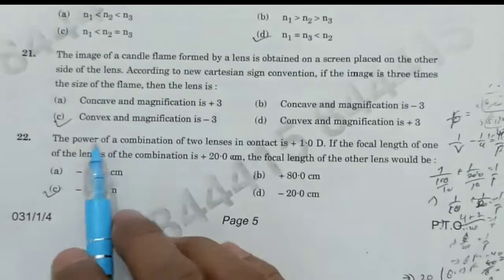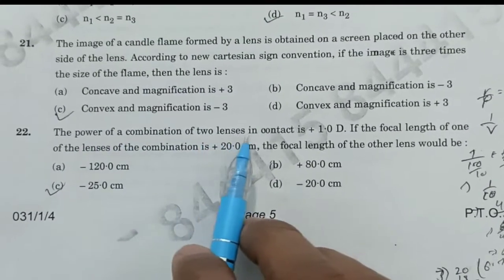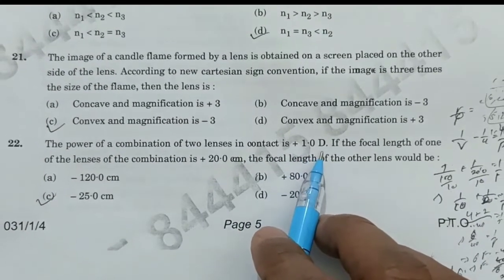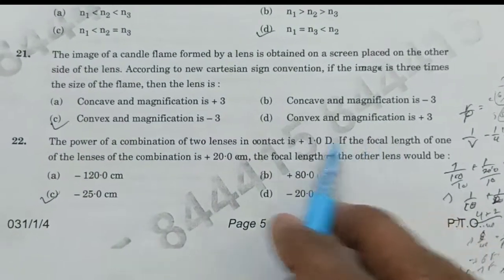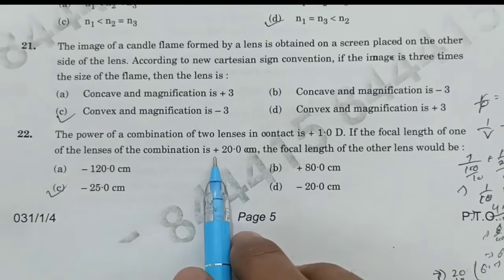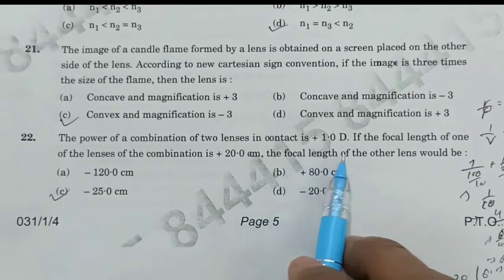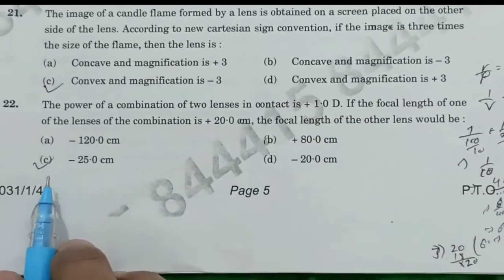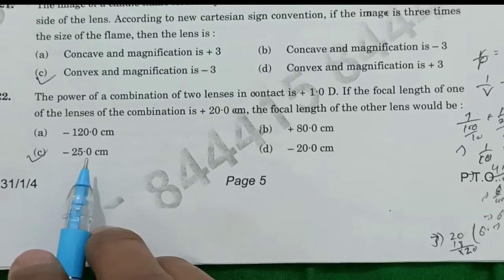Now question 22. The power of a combination of two lenses in contact is +1.0 D diopter. If the focal length of one of the lenses of the combination is +20.0 centimeter, the focal length of the other lens would be, its answer is C, -25.0 centimeter.